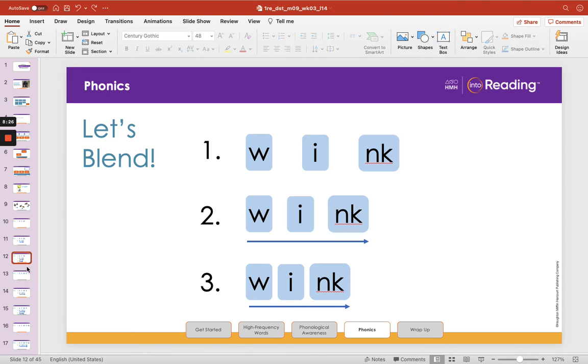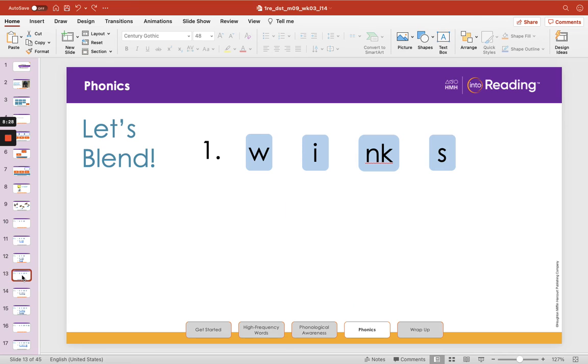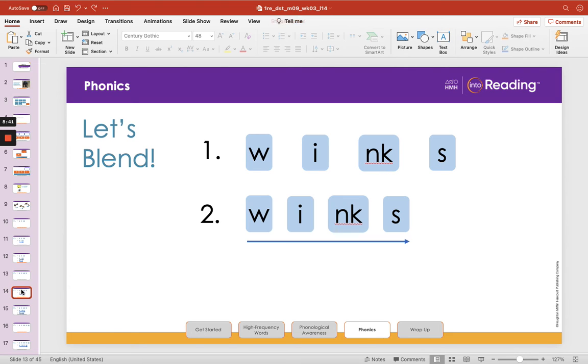Now that we know our word, let's add the s ending. So look at my line 1. Say the letters and the sounds with me. W, w, i, i, n, k, nk, s, s. Let's blend.